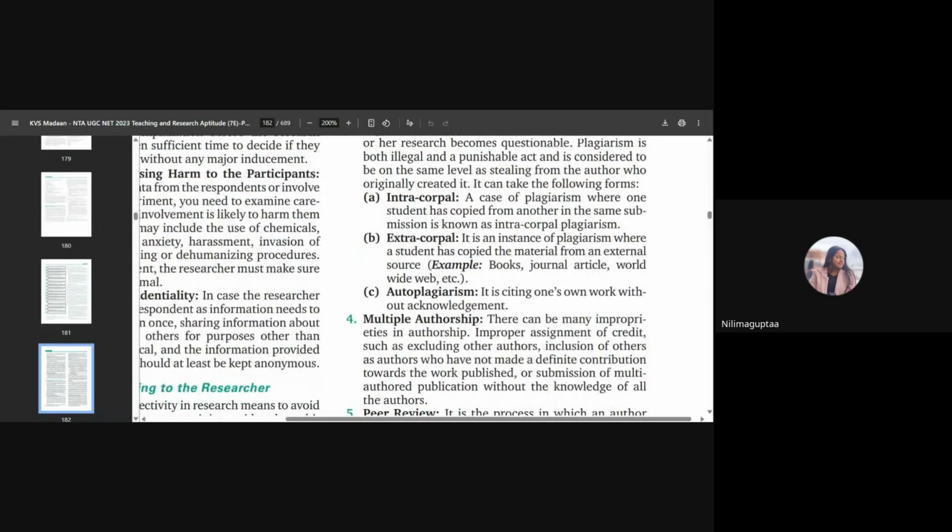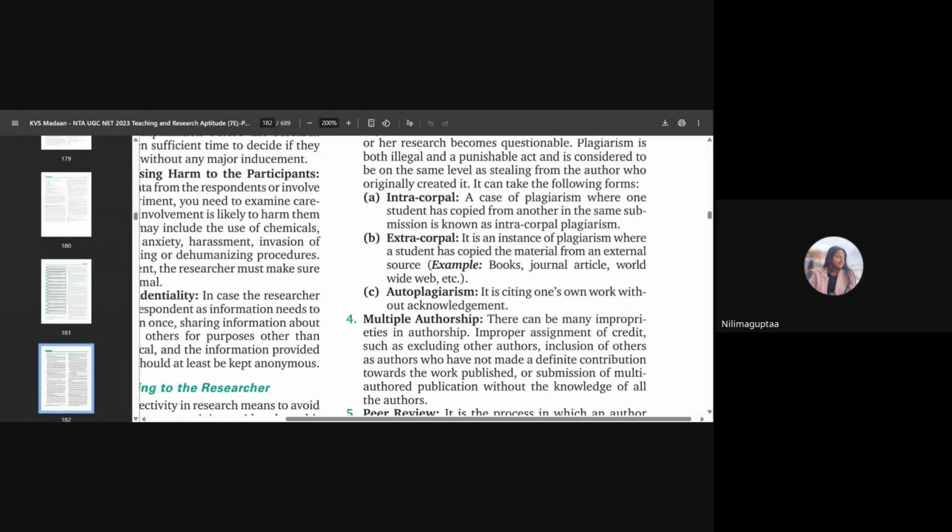Now, certain types of plagiarism. Intracorporal plagiarism is a case where one student has copied from another in the same submission. Extracorporal plagiarism is copying from books, journals, articles. I think all of you might have observed this in your life, when students copy the whole assignment, just change their name and bring it to the class. That is intracorporal, and extracorporal is when students copy it all from ChatGPT or web pages. They sometimes don't even remove the web page link. It's blue and all those things, and they submit. So that is also wrong.